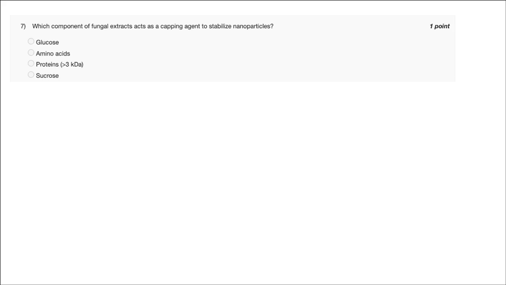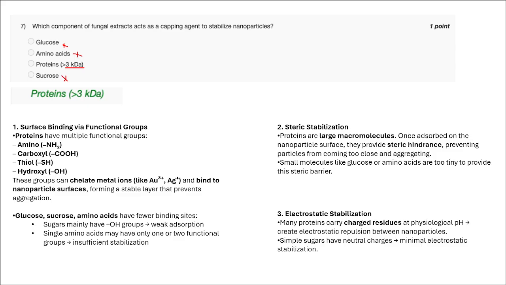Okay. So the same related question is this one. Which component of fungal extract acts as a capping agent to stabilize nanoparticles? So we just saw proteins greater than 3 kilodalton. Now the question arises, why only proteins? Why not glucose? Why not amino acids? And why not sucrose? So let us understand the underlying reason. There are three primary reasons.